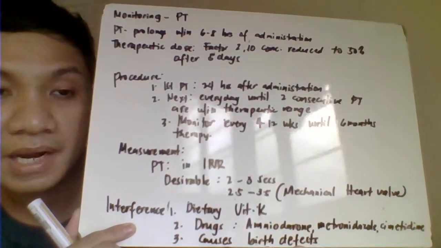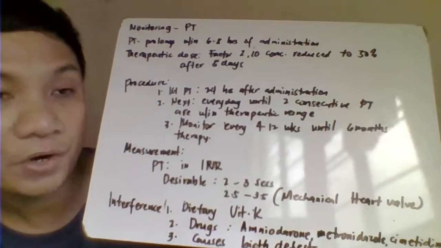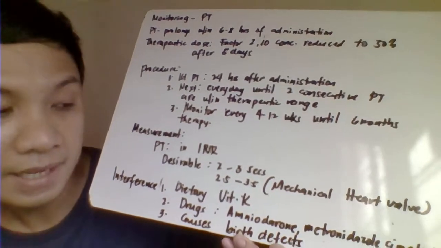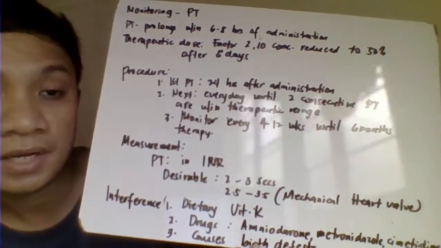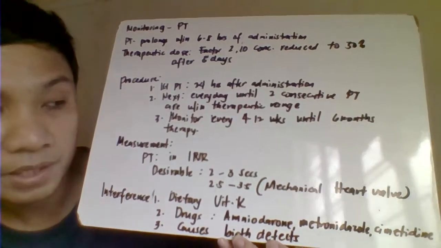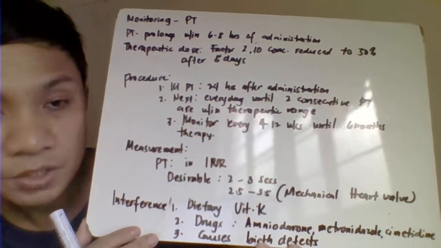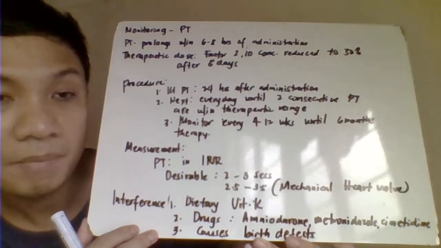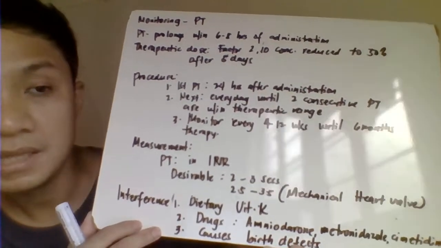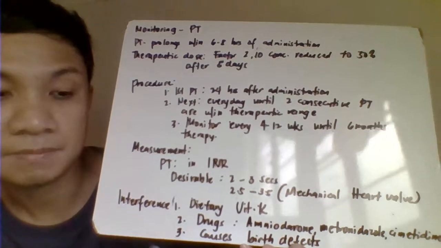Another one, some drugs also inhibit the activity of your warfarin or Coumadin, like, for example, amiodarone, metronidazole, and cimetidine. Another one, this should be contraindicated for the pregnant patient because the Coumadin causes birth defects.